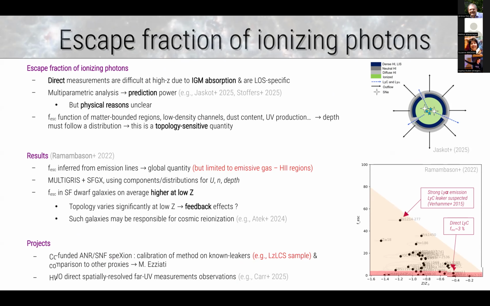What's clear is that the escape fraction will depend on the matter boundedness of the HII regions. It needs some low density channels to escape. So it is a topology sensitive, topology related quantity.